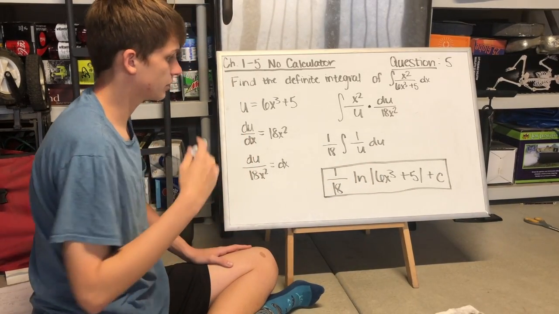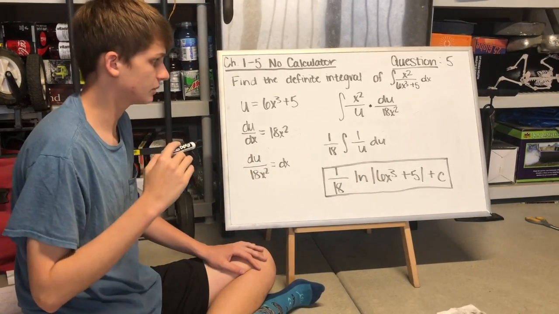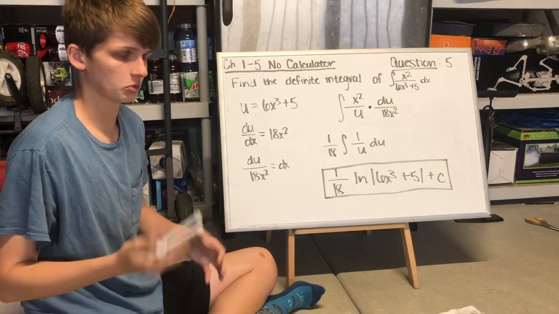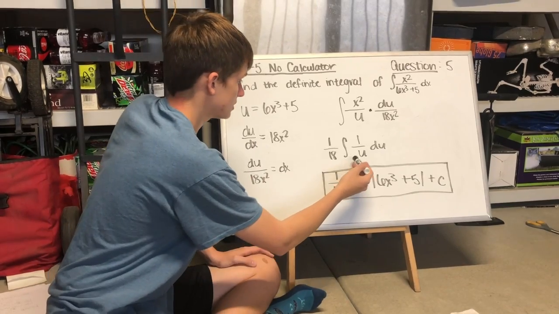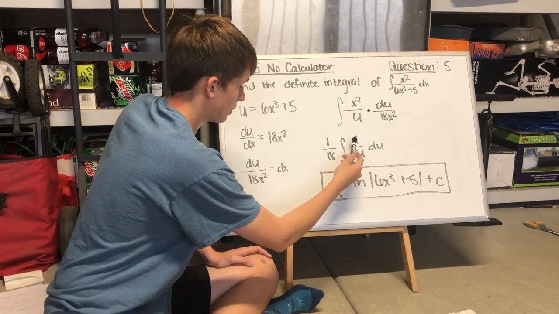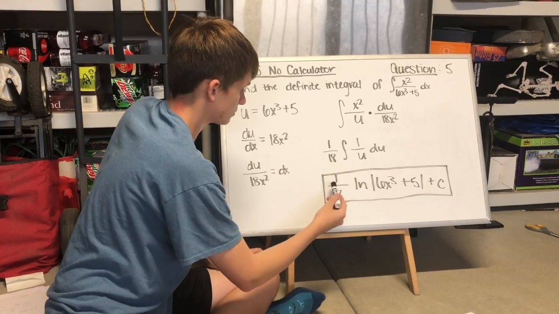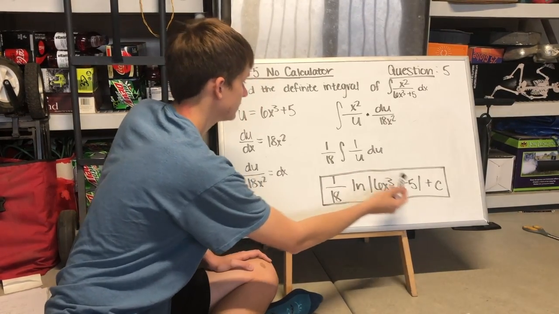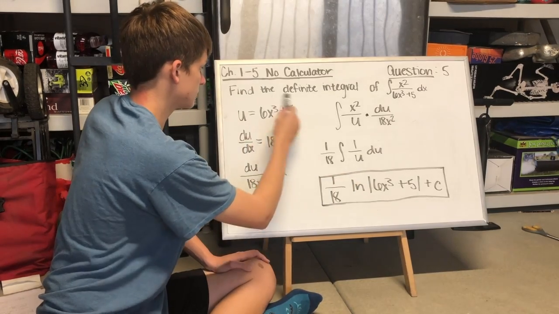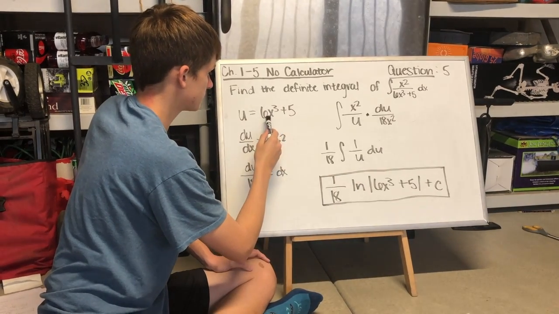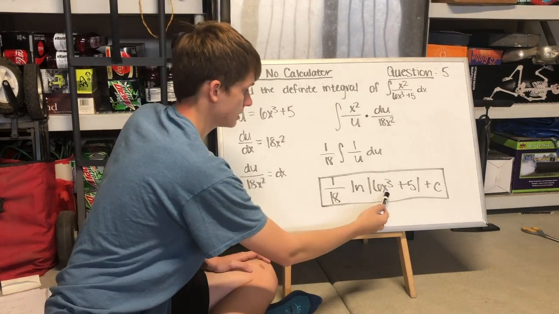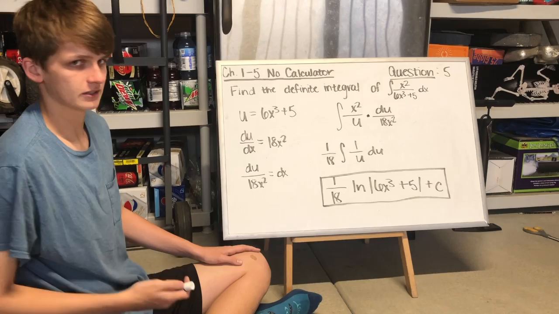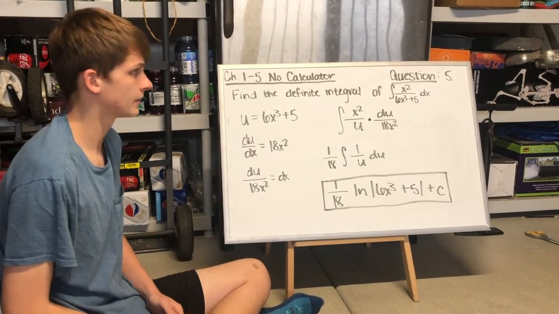So when we have 1 over u, or 1 over any variable, it's just the natural log of whatever that variable represents. So in this situation, we get 1 over u, so we can write this as 1 over 18 times the natural log of u plus c. We know that u is equal to this right here, so we can substitute 6x cubed plus 5 in for u to get this answer. And we have the plus c because it is the constant of integration.